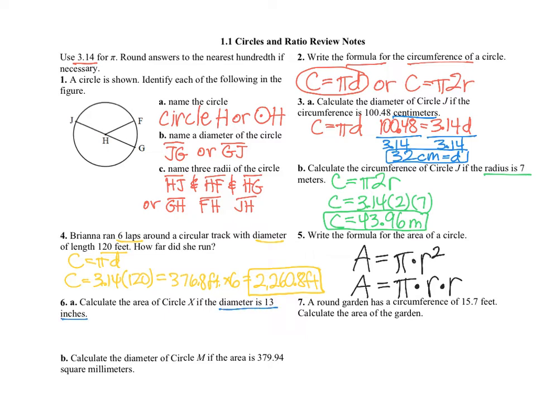inches. Now here we don't have an option for diameter, so we must divide it by 2. Radius equals diameter divided by 2. So radius equals 13 divided by 2. And that equals 6.5 inches. So area equals pi times r times r. So 3.14 times 6.5 times 6.5. So we type that into our calculator.